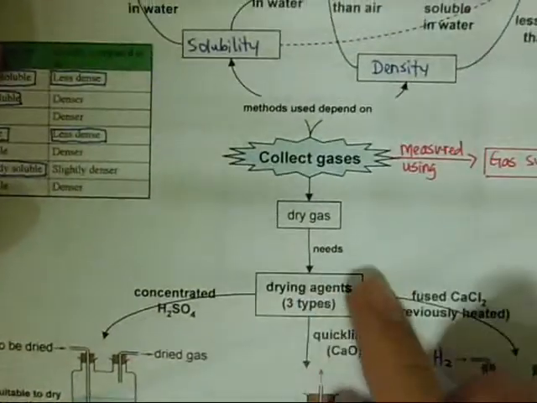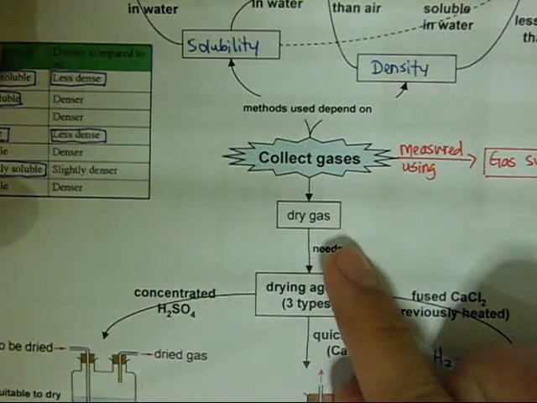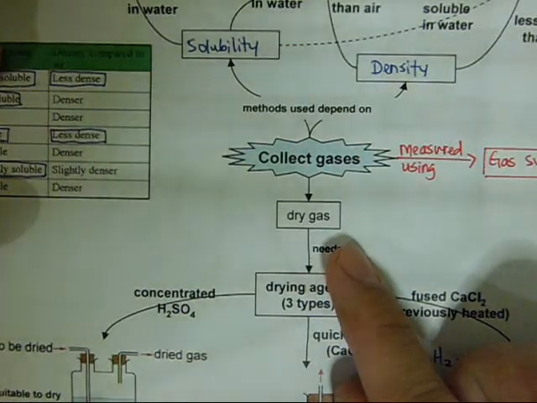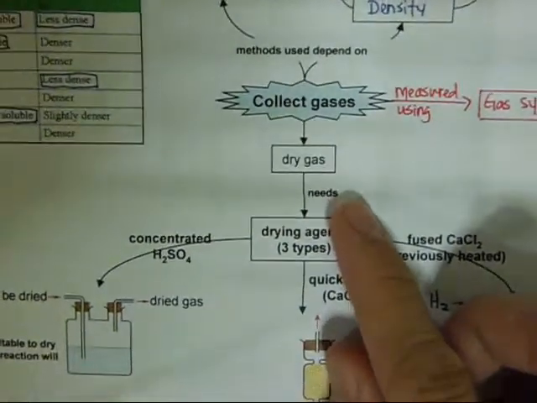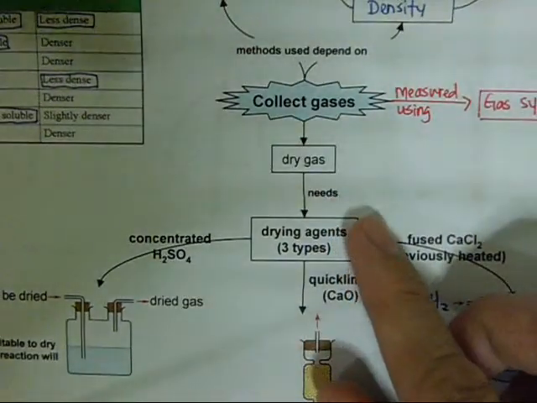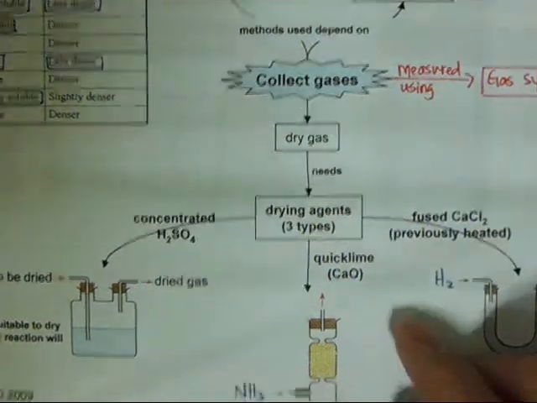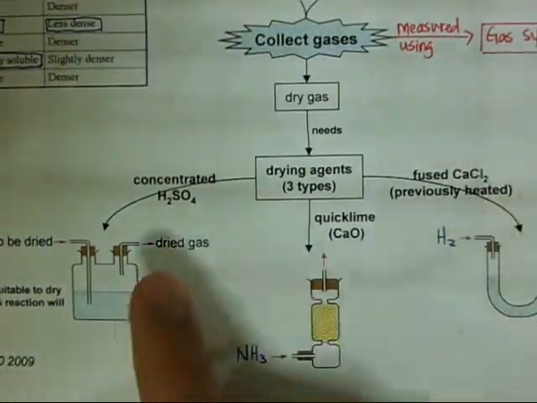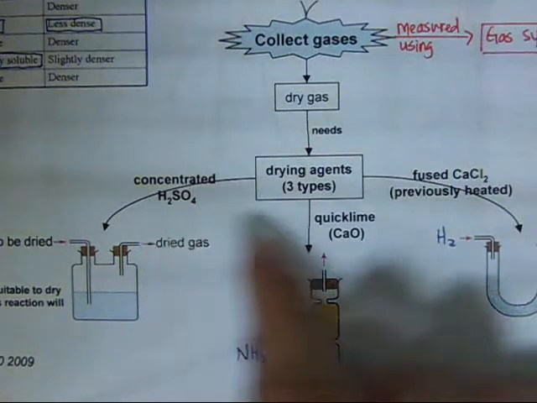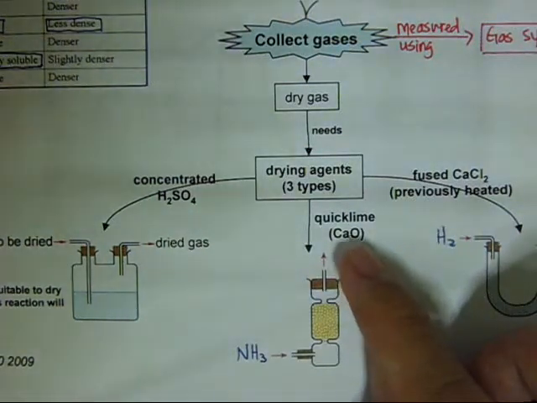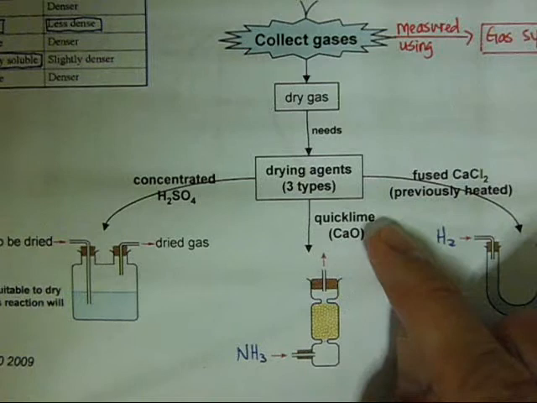Now the last part here is about how do you dry gases that you collect in chemistry lab. Very often we have to dry the gas that we collect. So how do you dry the gas? You can either use concentrated sulfuric acid, quicklime, or calcium oxide. Another name for calcium oxide is quicklime.